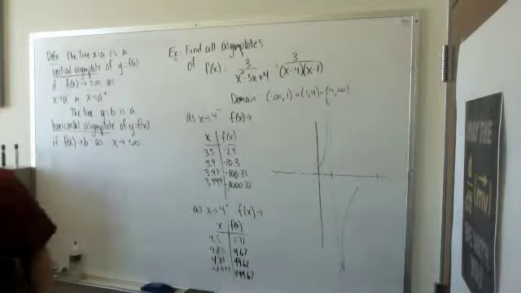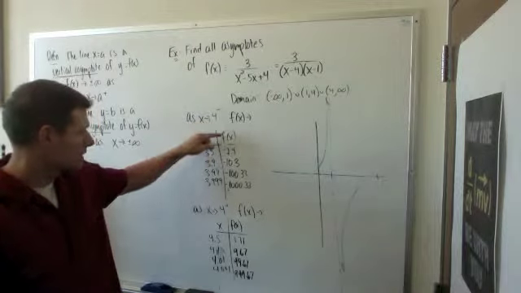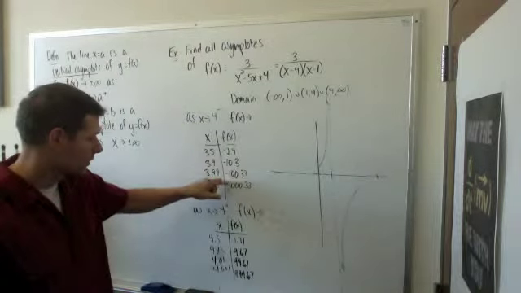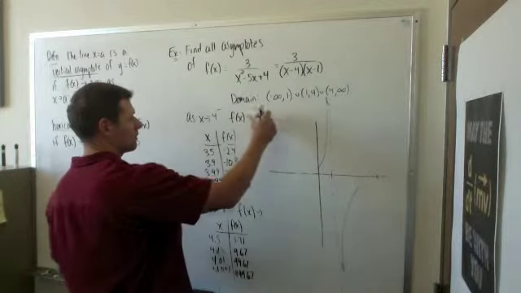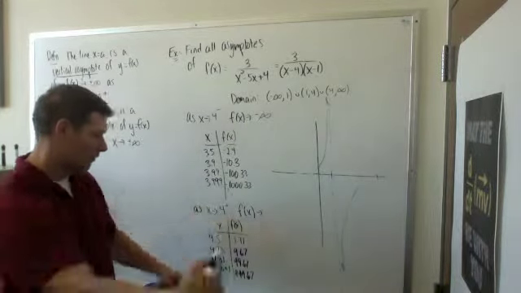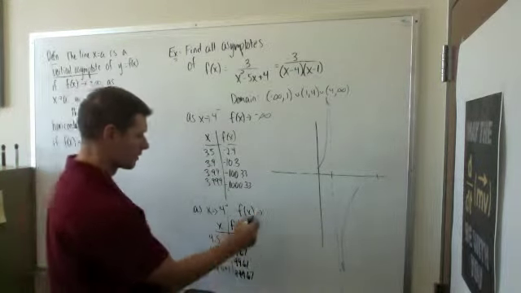Okay, so I put in the numbers here. As x approaches 4 from the left-hand side, you notice what number do these get closer and closer to? They get closer and closer to negative infinity. And what number do these get closer to as you approach 4 from the right-hand side? Well, they get closer and closer to positive infinity.